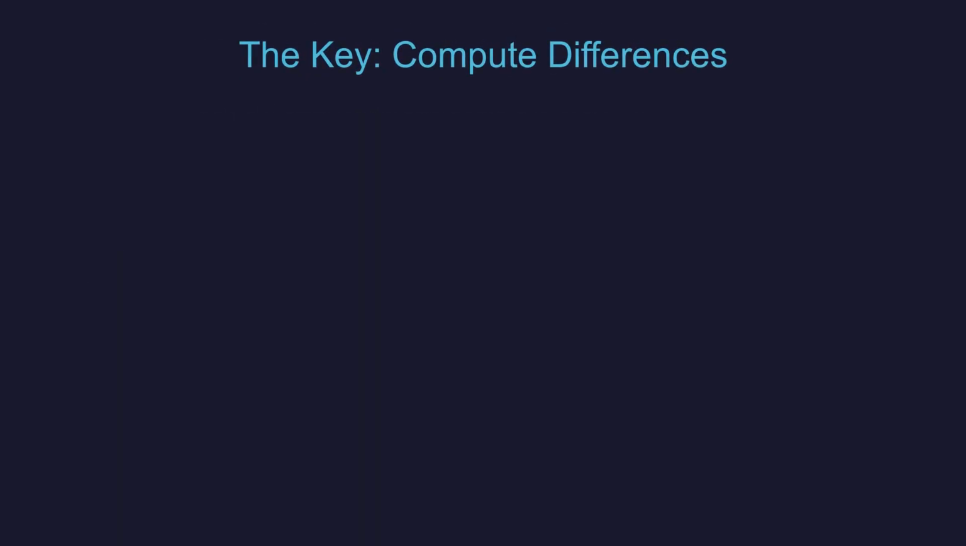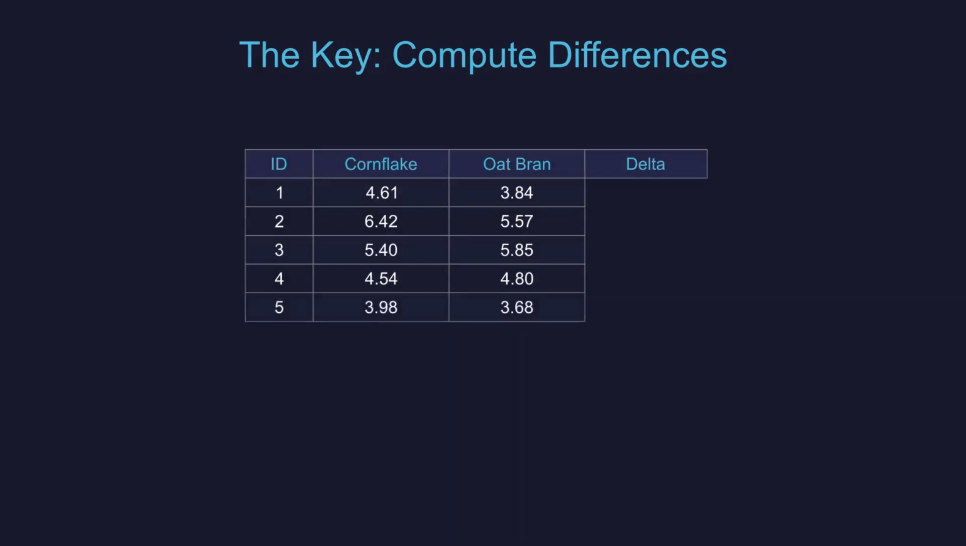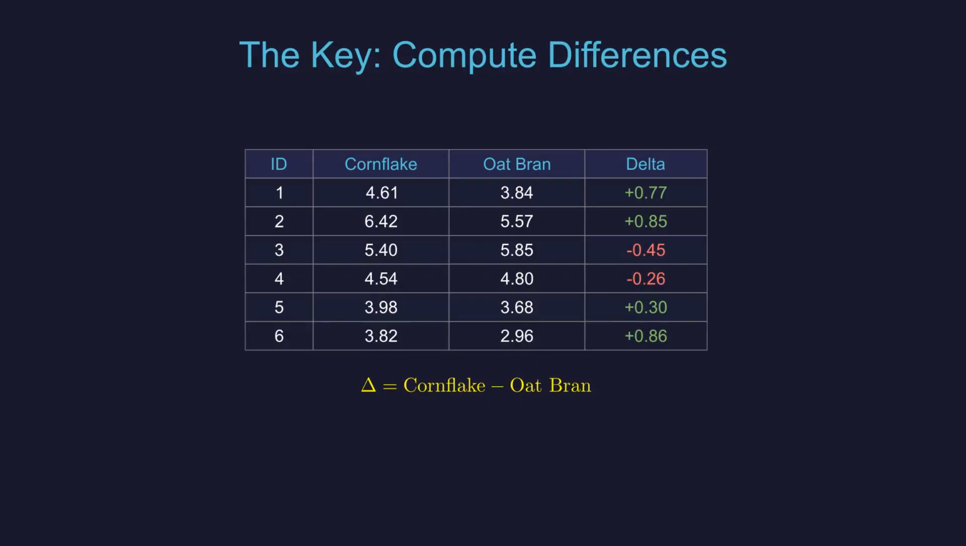The key to paired analysis is computing difference scores. Here is the oat bran study data. Each subject ate both a cornflake diet and an oat bran diet. We compute delta as cornflake minus oat bran for each subject. Positive values mean the subject had lower LDL cholesterol on oat bran, which is the desirable outcome.